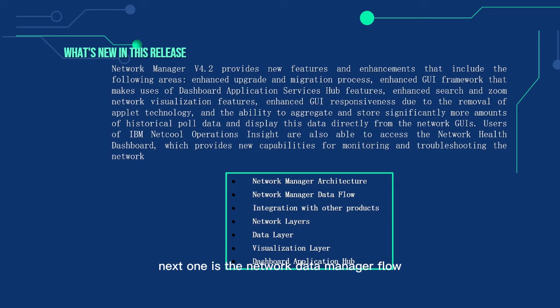Next one is the Network Manager flow. Use this information to understand how the components of Network Manager fit together. Network layer consists of network discovery and polling tools. The data layer consists of topology storage, event storage, performance storage, reporting storage, and root cause analysis tools. Visualization layer. This layer consists of topology visualization and event visualization tools. Dashboard Application Services Hub. The Dashboard Application Services Hub is the application that runs GUIs from different products.